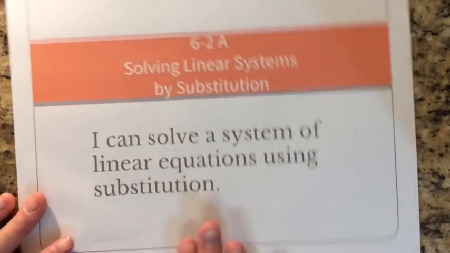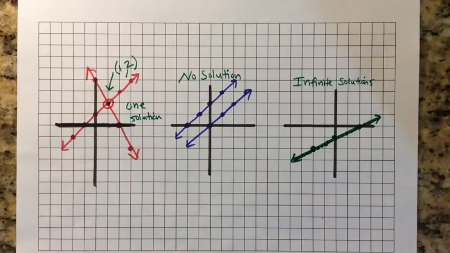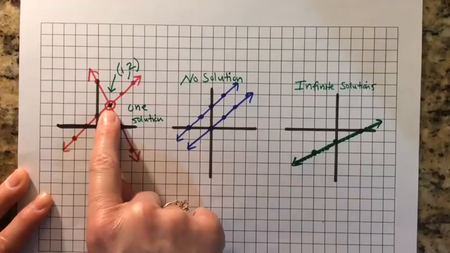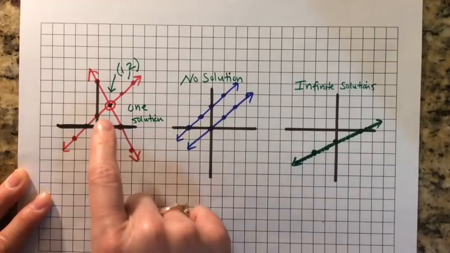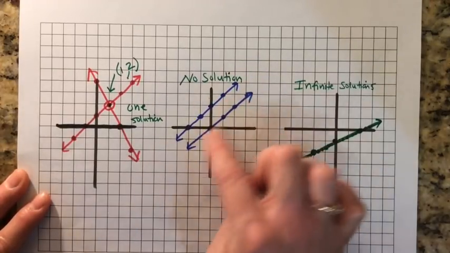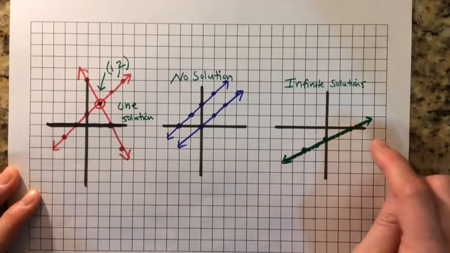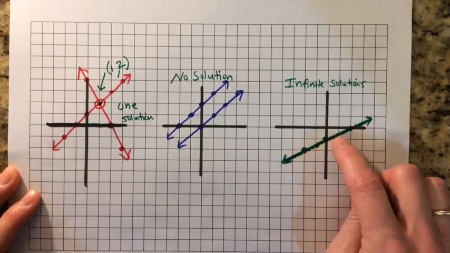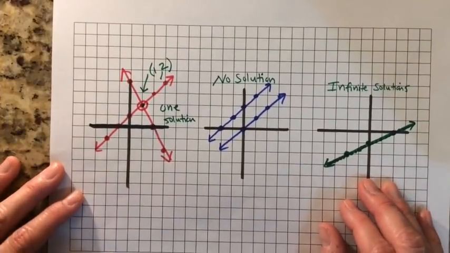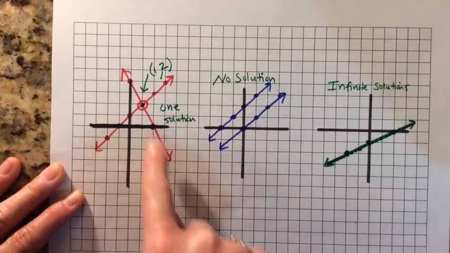This is lesson 6.2a. The other day when you took a look at systems of equations, you learned that there are three different types of systems. One system will have one single solution where both of the lines intersect at one point. Sometimes you'll have parallel lines where there's no solution at all because the lines never intersect. And then sometimes your lines will be on top of each other. They'll be coinciding where every single point meets and is a solution. So it's infinite solutions.